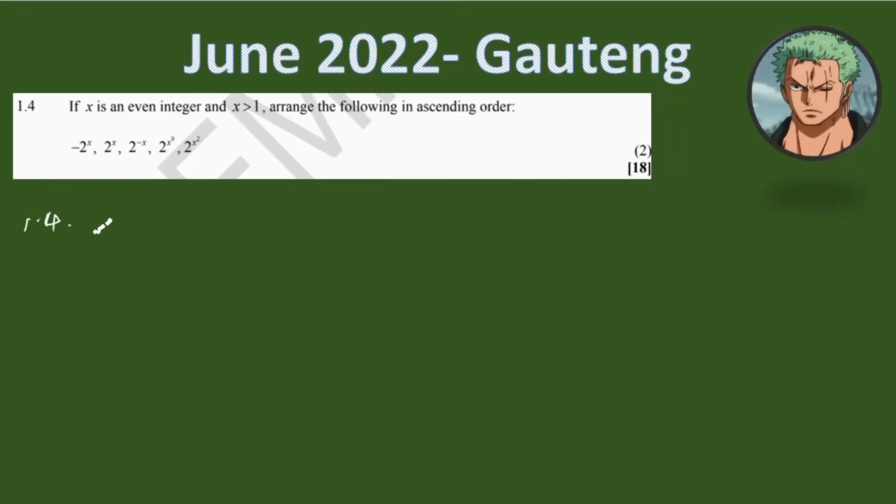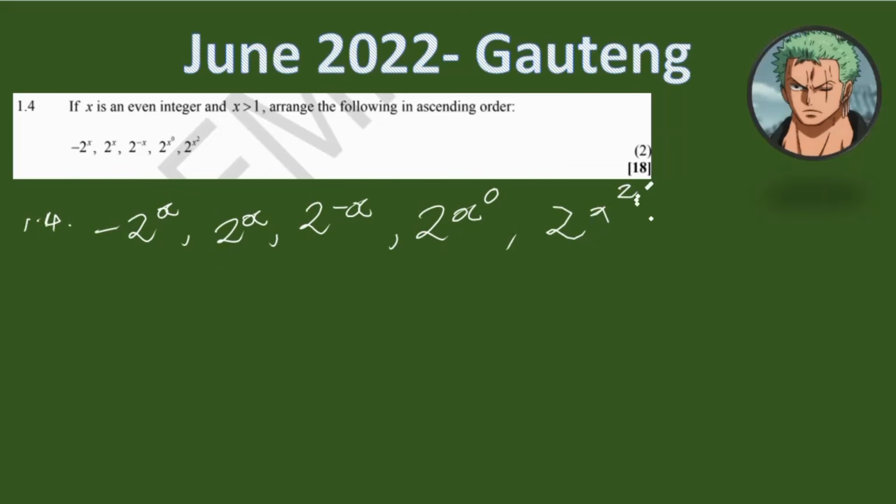The question says negative 2 raised to x, 2 raised to x, 2 raised to that, 2 raised to x, and the x is raised to 0, 2 raised to x squared. Now they are saying that the exponent is even, right? And the exponent is bigger than 1. So which means x can be 2. That's what they mean, right? It can be 2 or anything above, right? It should be even and bigger than 1, right?